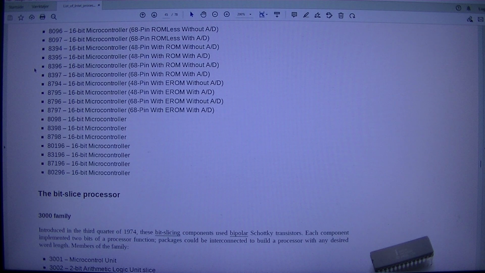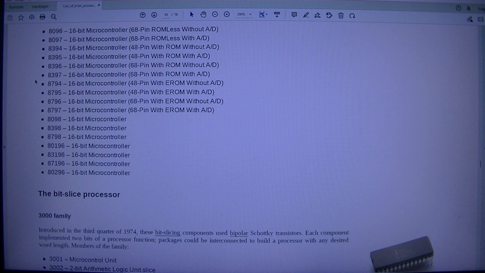8396 16-bit microcontroller, 68-pin with ROM without a /D. 8397 16-bit microcontroller, 68-pin with ROM with a /D. 8794 16-bit microcontroller, 48-pin with a ROM without a /D. 8795 16-bit microcontroller, 48-pin with a ROM with a /D.